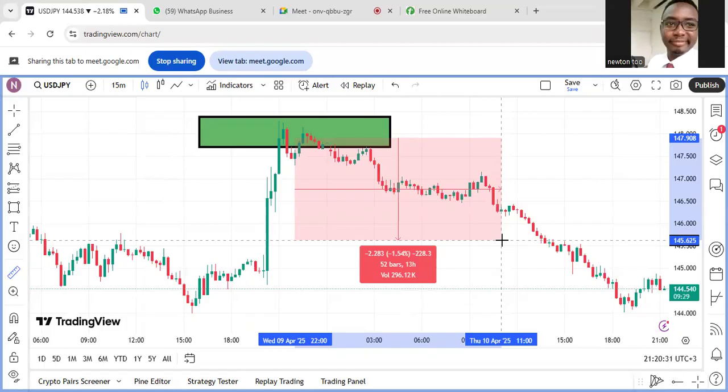Maybe next week. I don't know if tomorrow I'll be around at this time. But mostly on Friday, I'm always out at this time. So that's why I don't normally have the classes at this time on Friday for Ichimoku.